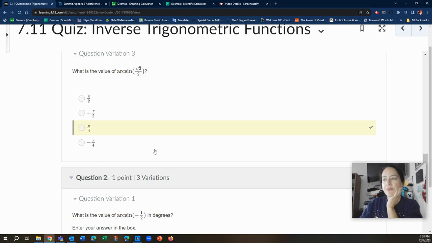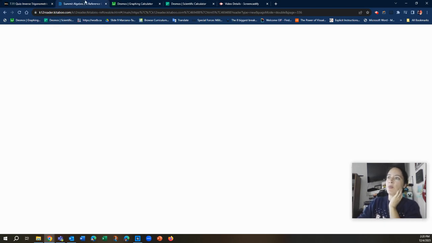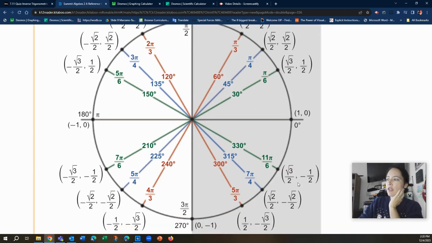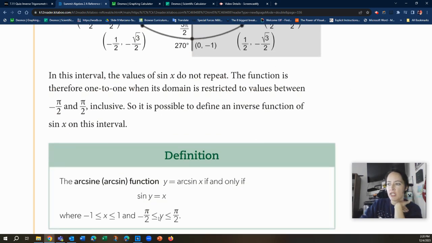Okay, question: what is the arc sine of negative 1/2 in degrees? Same thing, it's arc sine, so we're looking for the angle whose sine is negative 1/2. We go back to our unit circle for now. Here is the sine of negative 1/2, but we aren't going to write 11 pi over 6. The reason we're not going to write that is because of the output restriction. The output of our inverse function is going to be between negative 90 degrees and positive 90 degrees.